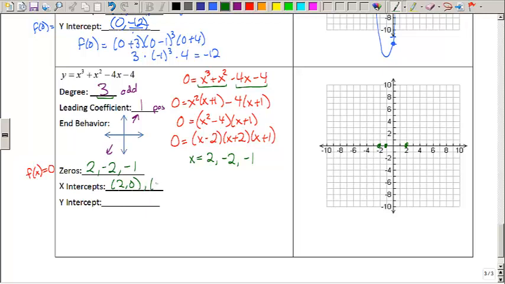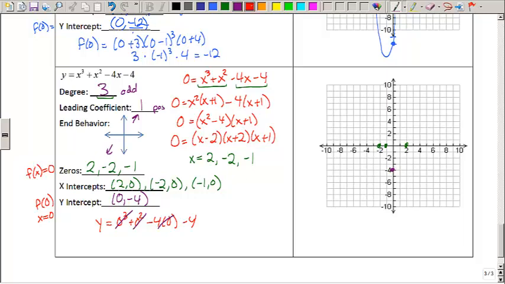My x-intercepts should be simple if you've got your zeros: (-2, 0), (2, 0), and (-1, 0). To find the y-intercept, I find the value at f of 0, or in this case, just set x equal to 0 and find y. So we have 0 cubed plus 0 squared minus 4 times 0 minus 4. Again, I like this part of the problem because 0 plus 0 minus 0 is still just 0. And I'm getting y equals -4. So when x is equal to 0, y is equal to -4, and I can plot that right here.